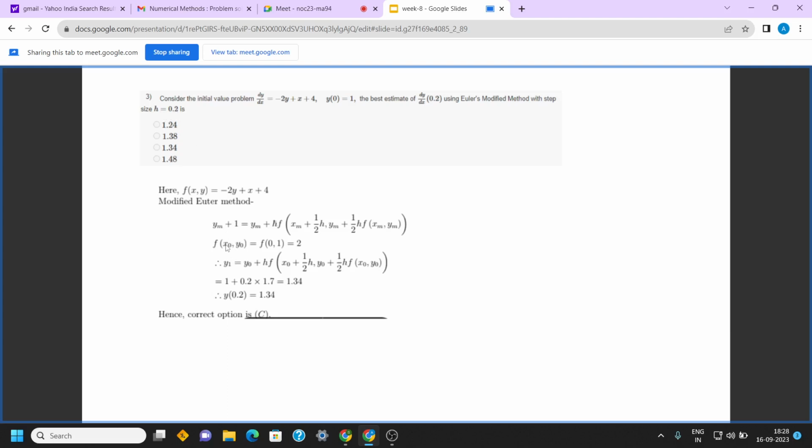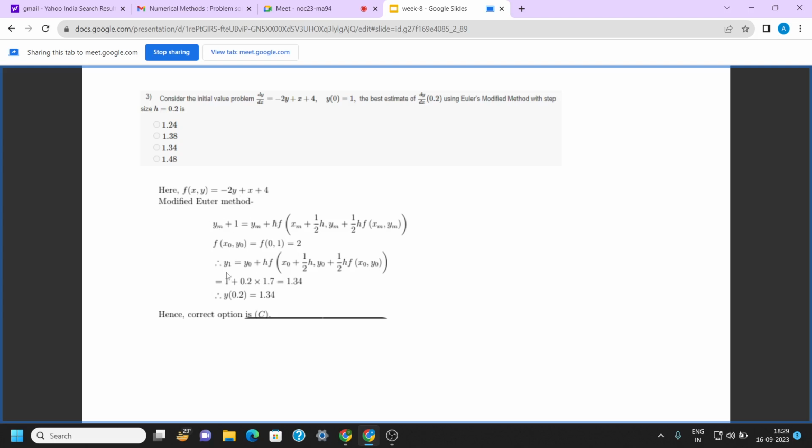So we have been given x naught and y naught, we have to calculate y1. Okay, so x naught is 0, and corresponding y naught is 1. So finding out f of 0, 1. When you substitute here x as 0 and y as 1, you will get 2. Okay, so f of x naught, y naught is 2.